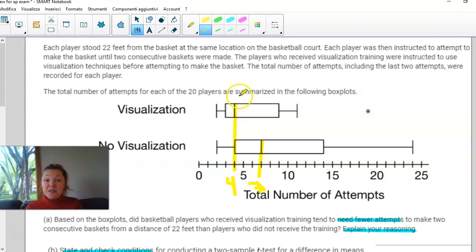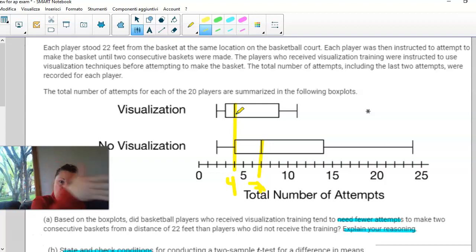That means 50% of the players needed 4 attempts or less than that to make 2 baskets in a row. Because a median means 50% of the population or the sample or whatever's happening had that value or lower than it, okay? So 50%, that's 10 of the players. Just say 50% because that's what it means. 50% of the players took 4 attempts or less than that to make 2 baskets in a row, okay?